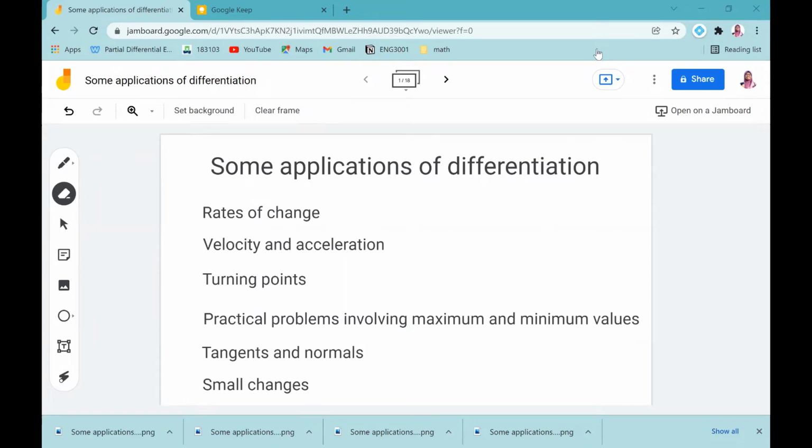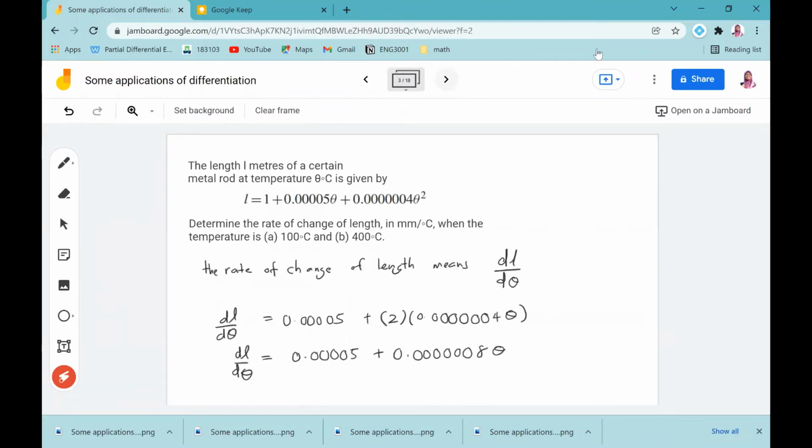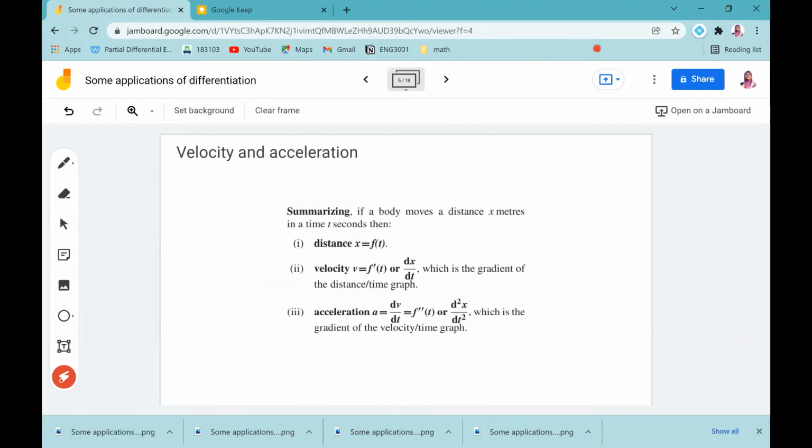Previously we have learned a bit on some applications of differentiation. We have covered rates of change. Now we will go into velocity and acceleration.